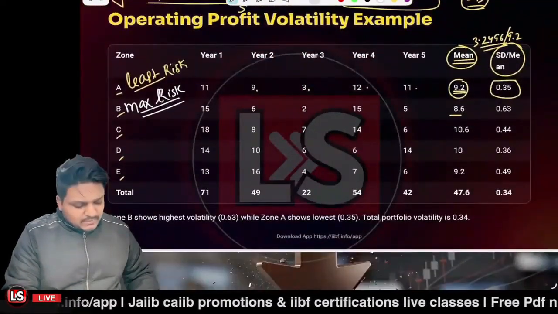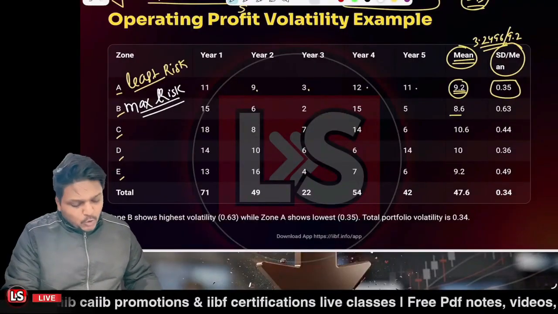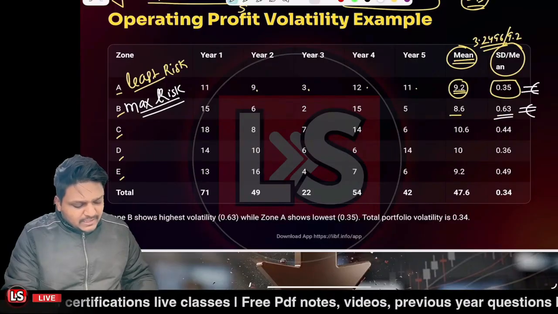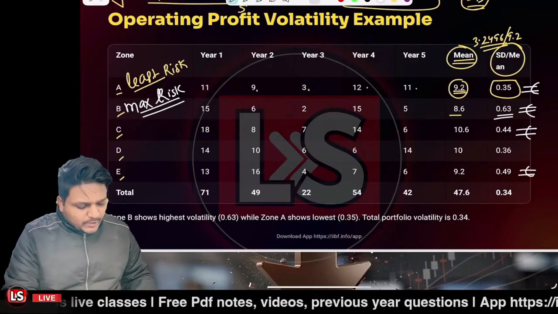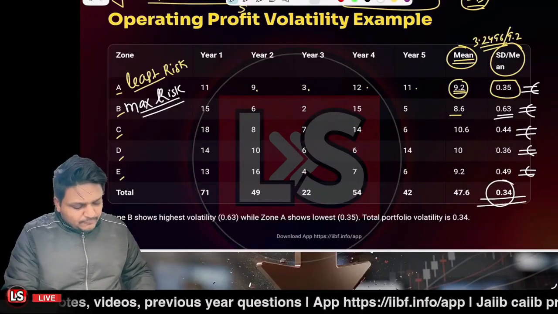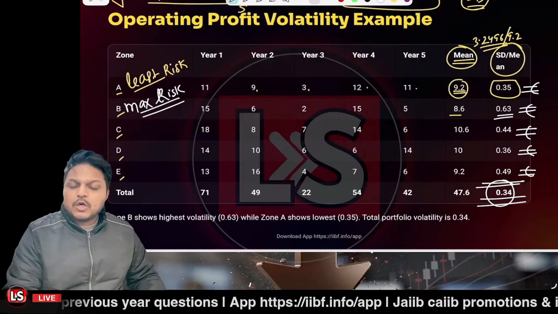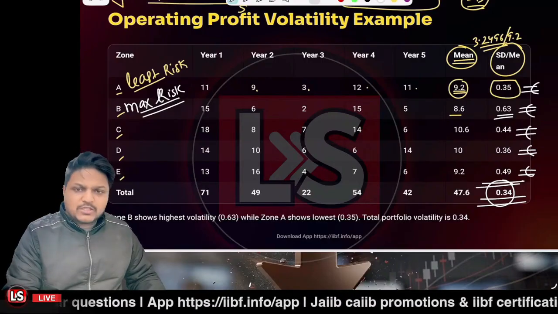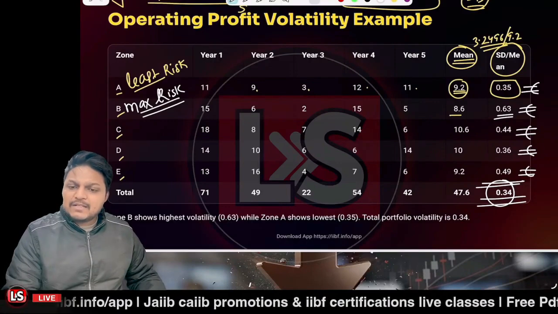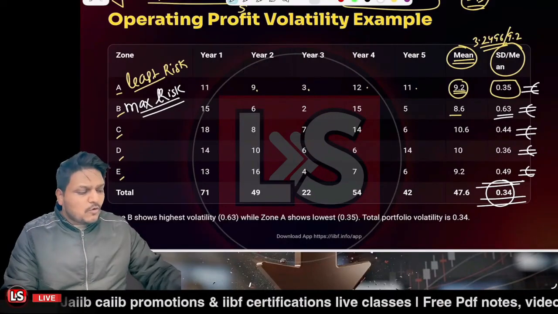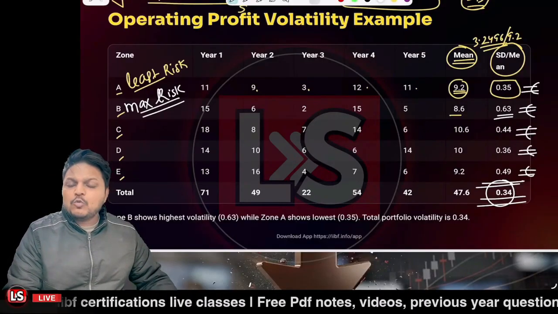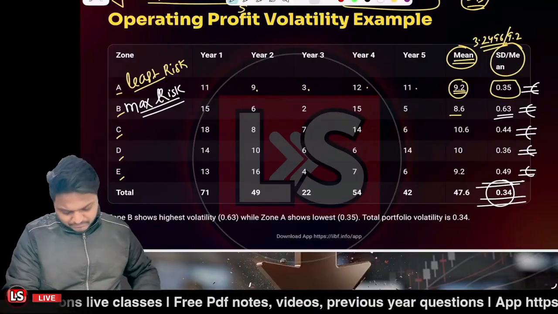That is quite visible from this example, that the individual standard deviation to mean may be higher. It is 0.63 in one case, 0.44, 0.49, 0.36, right? But when we do diversification across different portfolios, different zones over here, the overall standard deviation to mean value is very much lesser. So companies and banks try diversification whenever they want to reduce the overall risk.